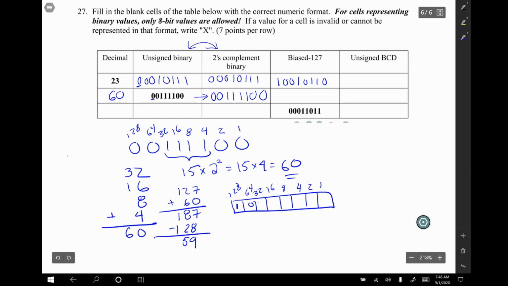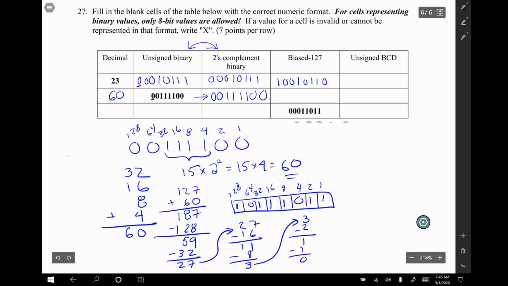There's no 64, but there is a 32, so we pull out a 32, and we get 27. 27, there is a 16, so we pull a 16 out, we get 11. There is an 8, so we pull out 8, we get 3. There's no 4, but there is a 2, and there is a 1. So biased 127 is going to be 10111011.